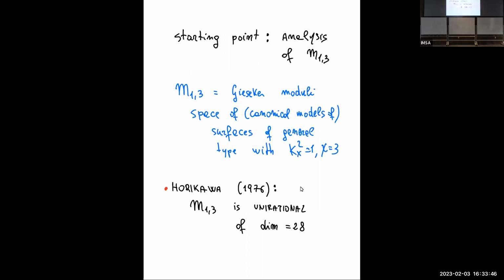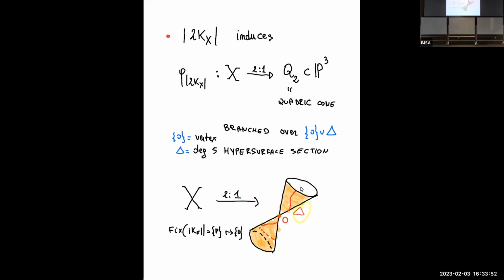Horikawa in 1976 showed that it is unirational of dimension 28, as Rita told yesterday. And moreover, the bicanonical divisor induces a morphism, which is 2 to 1 onto the quadric cone in P^3, and is branched over the origin and a degree 5 hypersurface section. So we have this 2 to 1 map onto the cone.